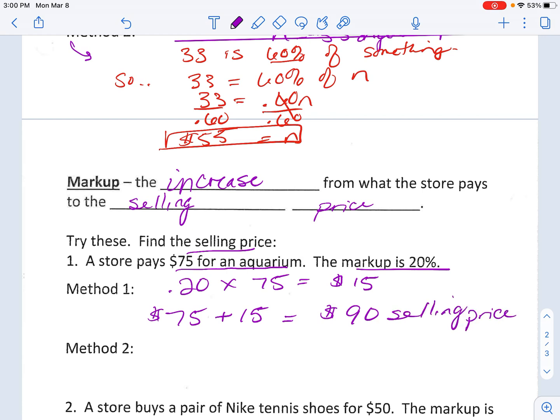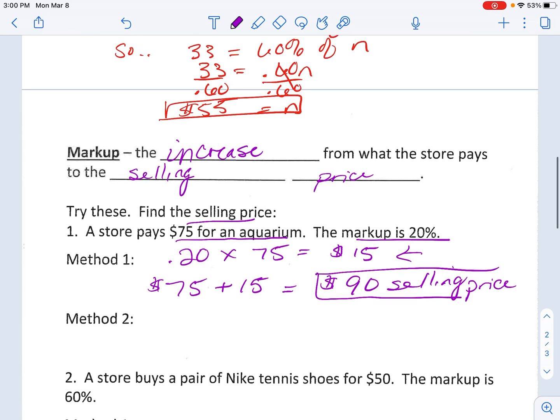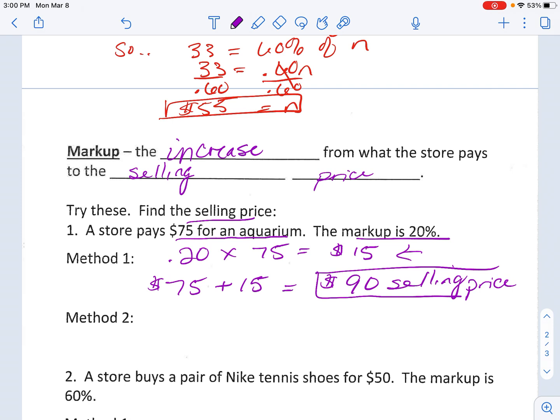So for every aquarium they sell, they'll increase it $15. So they'll make a profit of $15 for every aquarium they sell.